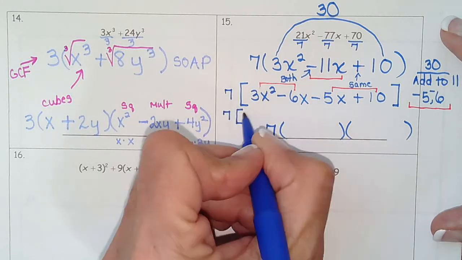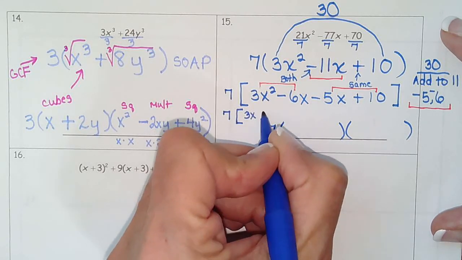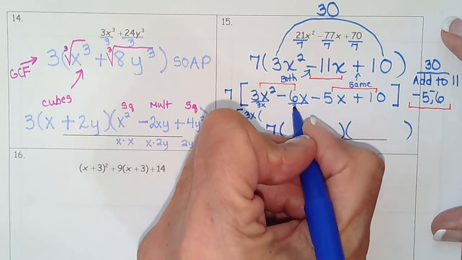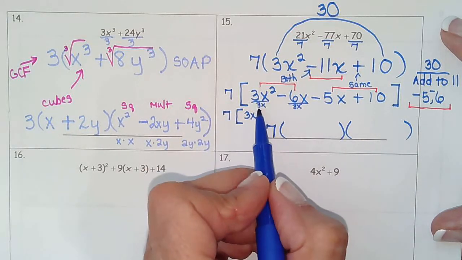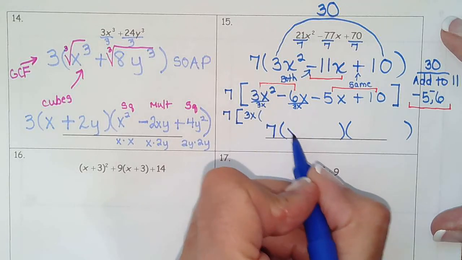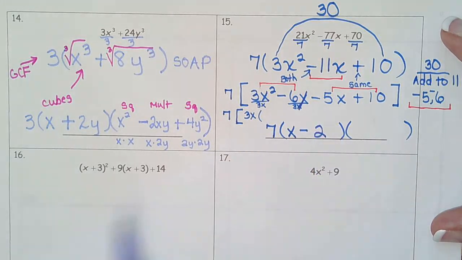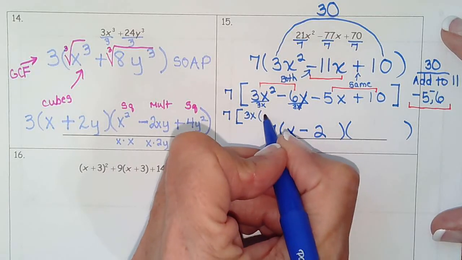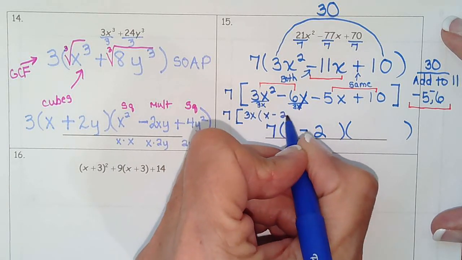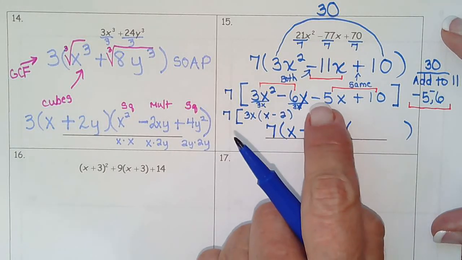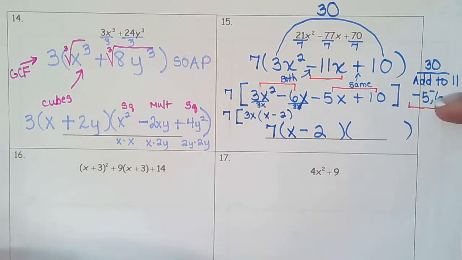So GCF here would be 3x. When I divide both of these by 3x, I get 1x to the first, or just x, minus, here the x's cancel, 2. Oh, gee, wow. Did you guys just see what I did? I did it again. Wrote it in the answer blank. Yikes.